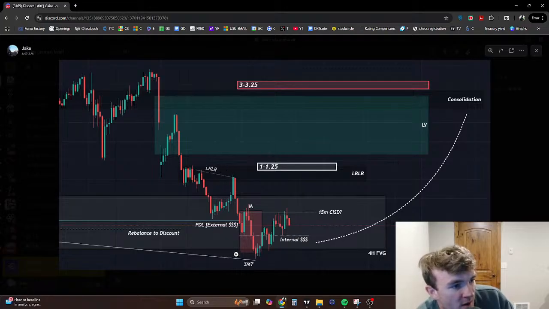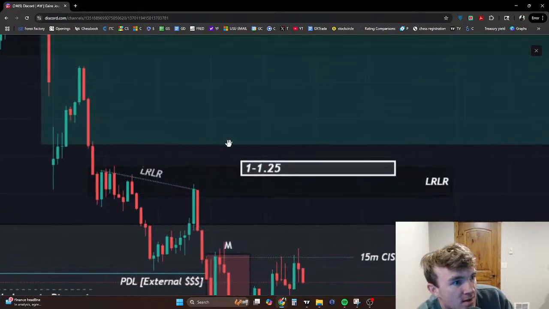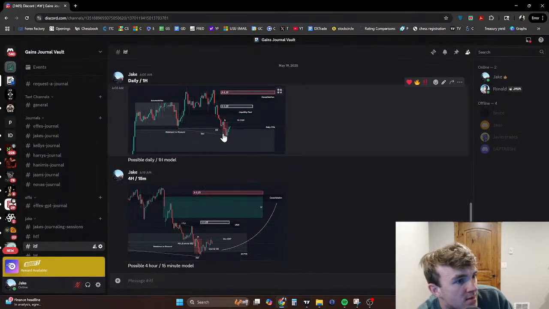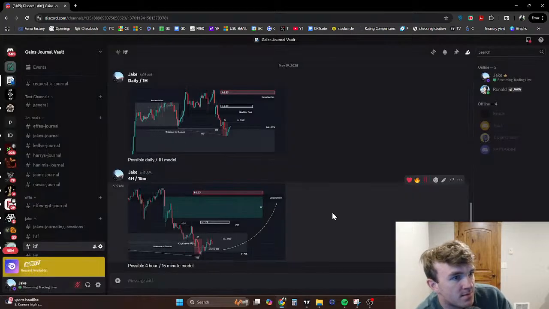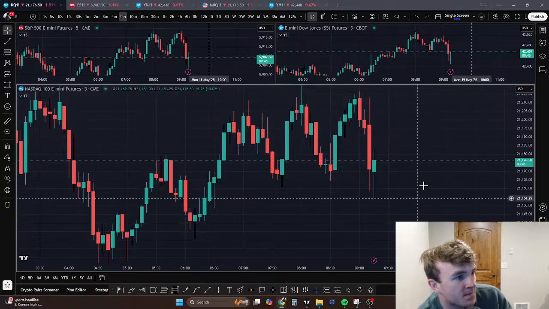We have this 4-hour fair value gap. We swept out the previous day's low and rebalanced the discount. I think we'll at least go to this. And we have this just way higher time frame SMT. So we'll just have to see. At the very least, I think we'll run this, but to be determined, right?